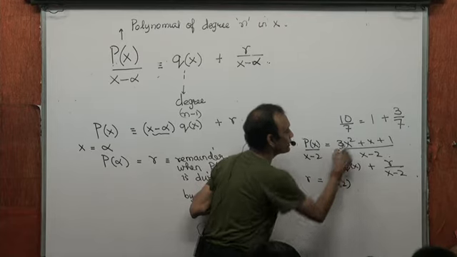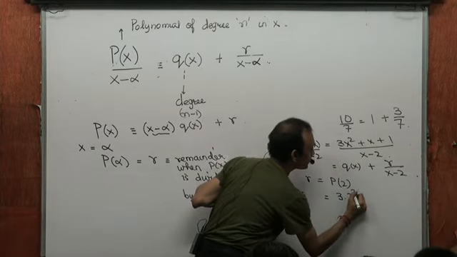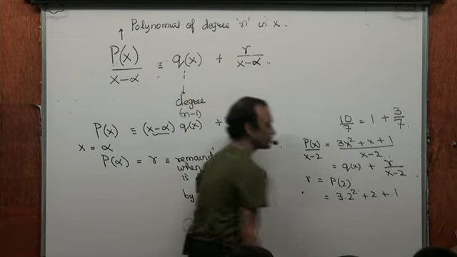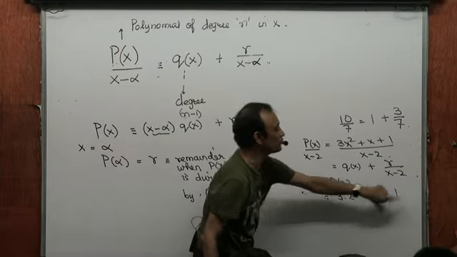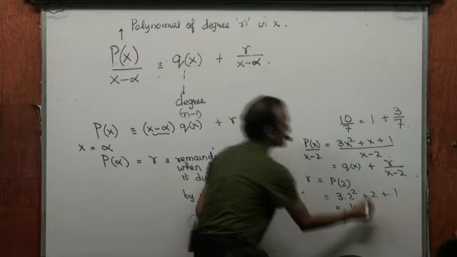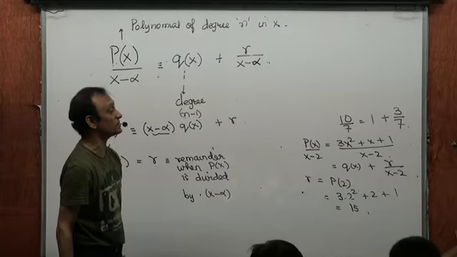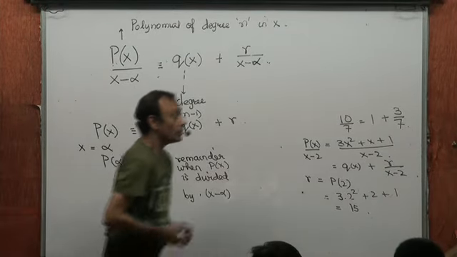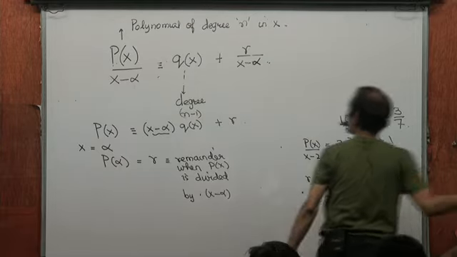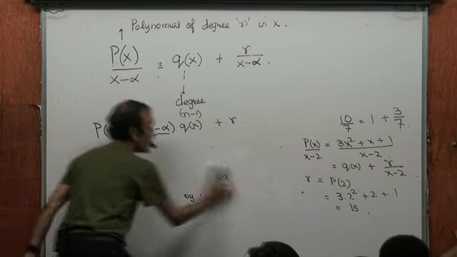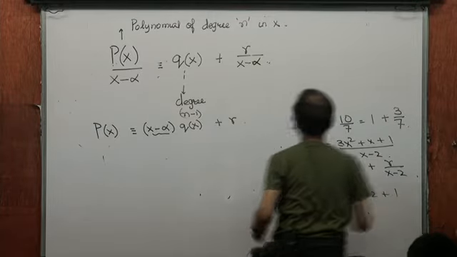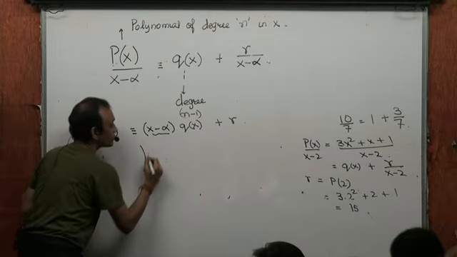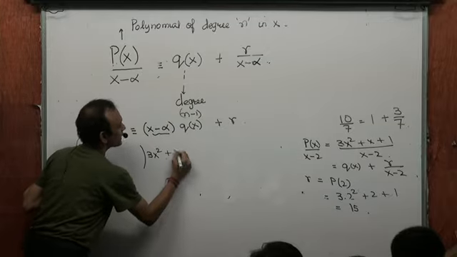That means the remainder would be 3 into 2 squared plus 2 plus 1. So this is 12 plus 2, 14 and 1, 15 would be the remainder when you divide 3x squared plus x plus 1 by x minus 2. Yes or no? You can check that with the help of long division. You know how to divide, right? This long division, 3x squared plus x plus 1.